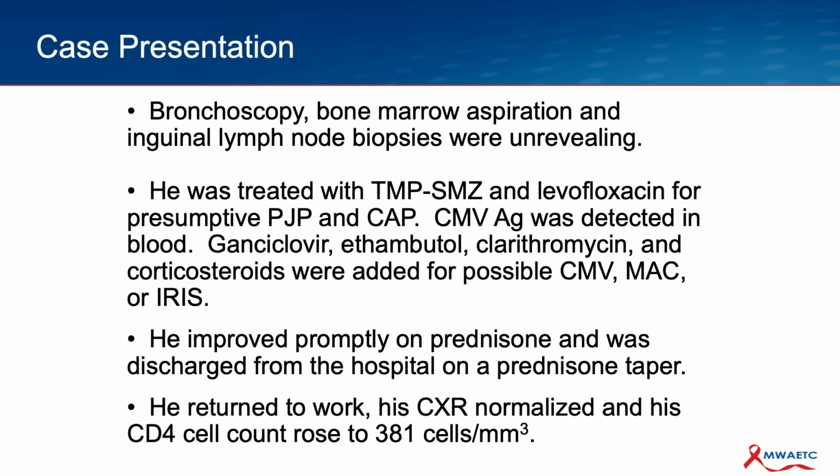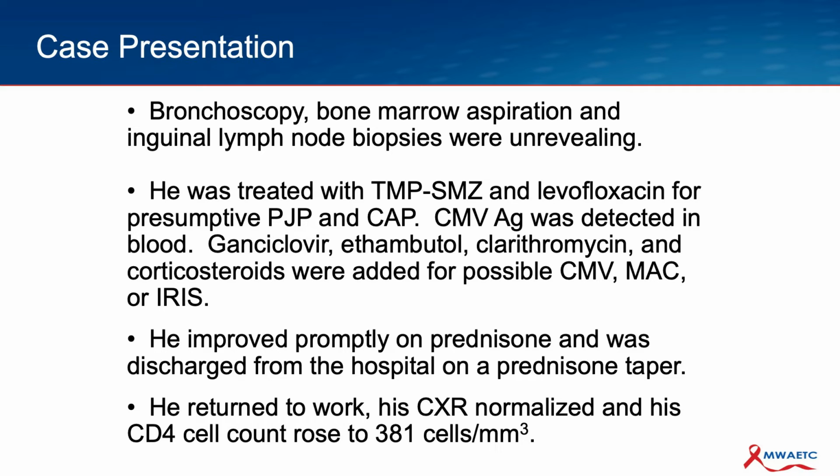His workup was extensive. Over the course of his hospitalization, he underwent bronchoscopy, bone marrow aspiration, and inguinal lymph node biopsies. Everything did not reveal a diagnosis. So he was treated empirically with Bactrim and Levo for pneumocystis and community-acquired pneumonia. CMV antigen was detected in his blood, so he got ganciclovir. He eventually was treated with both ethambutol and clarithromycin for the worry about cryptic MAC. And then steroids were started when he was not responding to any of those treatments.